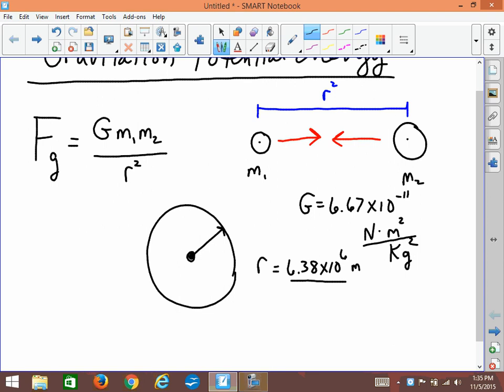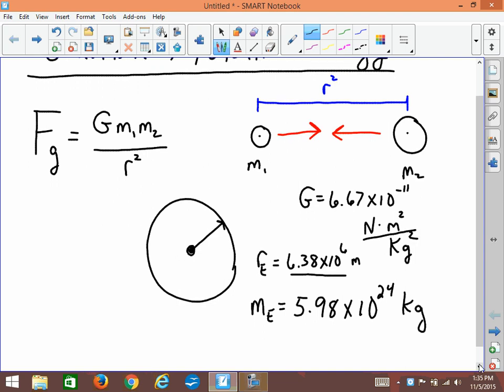And of course, the mass of the Earth is something that doesn't change. Maybe I'll put little e's here: radius of Earth, mass of Earth. Well, the mass of Earth does not change. It's 5.98 times 10 to the 24 kilograms. Huge. And of course, our friend G does not change. I've already written him up here. These three things here are unchanging if we are talking about being at the surface of the Earth.